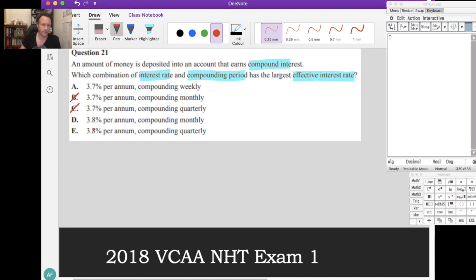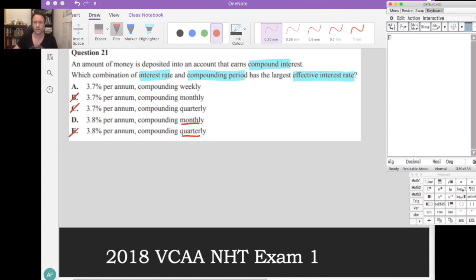Here we've got 3.8% twice. One is compounded quarterly and the other monthly. Now if something is compounding more often but at the same rate as another compounding term or period, then the more often something compounds, the better. So we are also not interested in E. Alright, that leaves us only 2 to check, saving us a bit of time.